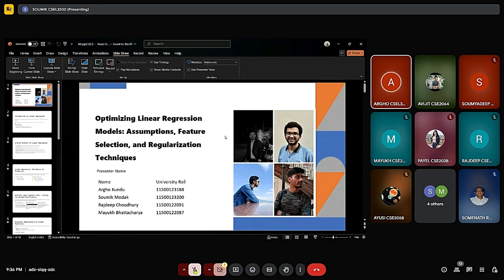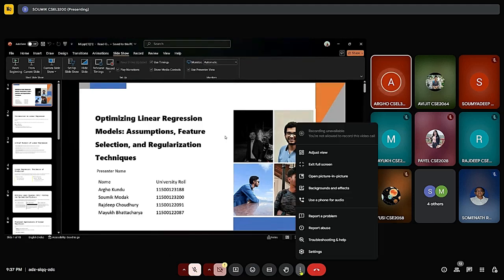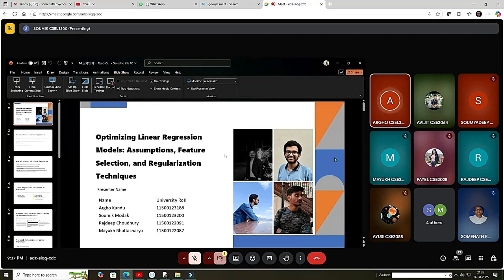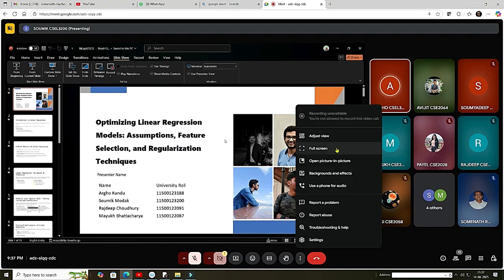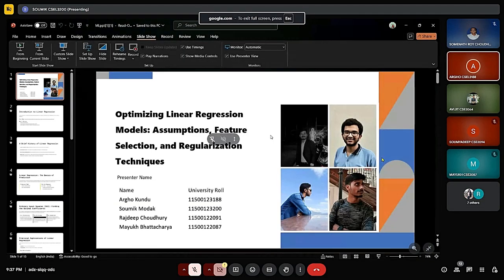That is all. Rajdeep Chaudhary and Mohit Bhattacharya. Our topic is optimizing linear regression model: assumptions, feature selection, and regularization techniques. Next, first slide.